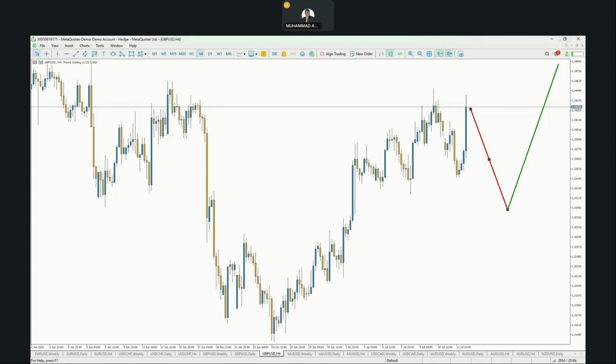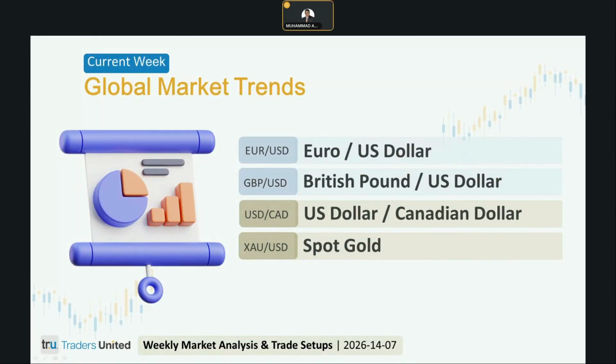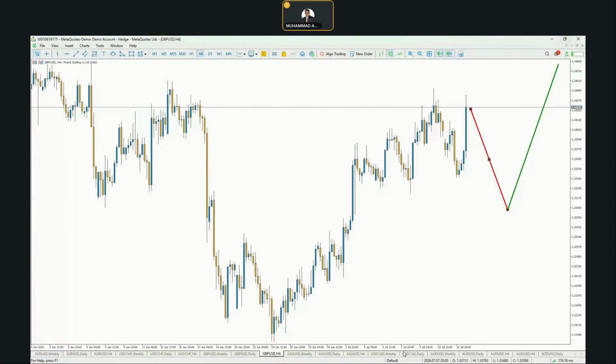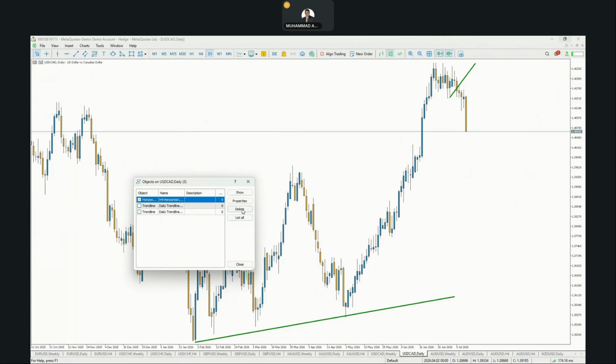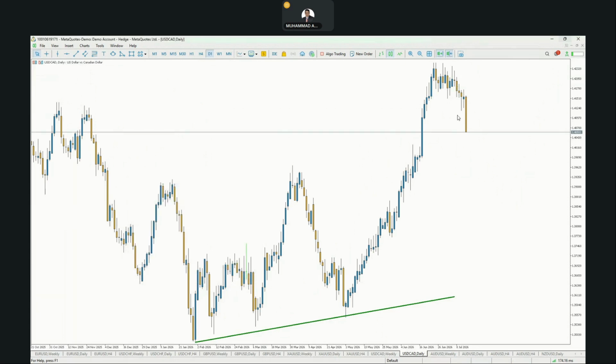Next one is the USD CAD currency pair. Let's take a look at US dollar CAD currency pair. USD CAD is falling down. And the way market is falling down, we're getting this big body candlestick. The support is somewhere down over here. So we will see how the market is going to react once it hit that particular support area.